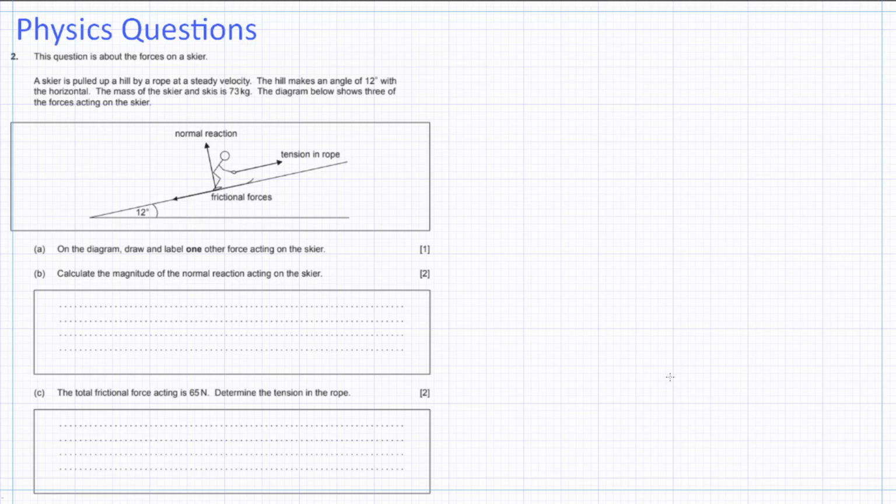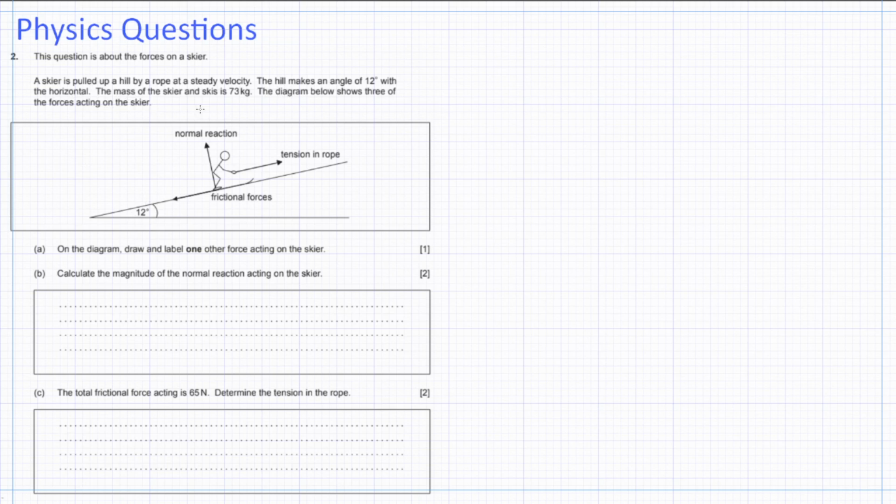Alright, so let's take a look at this mechanics question. We've got a lot of forces here, some friction, and we have to decompose those forces into their components. So, a skier is pulled up by a rope at steady velocity. So there's a hill here. We know that the angle, the steepness of this hill, is 12 degrees.